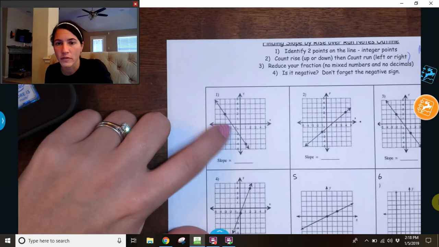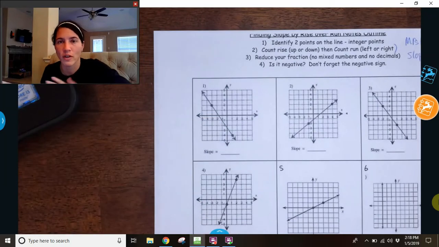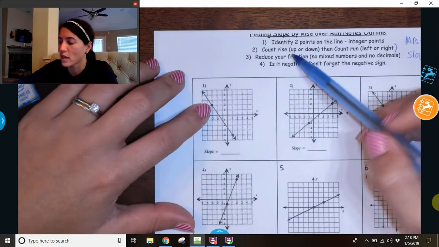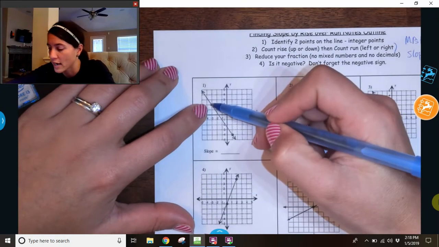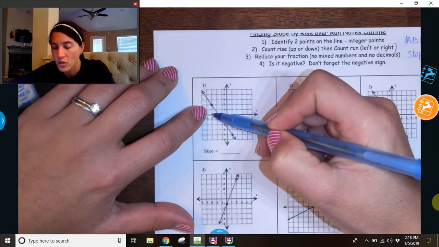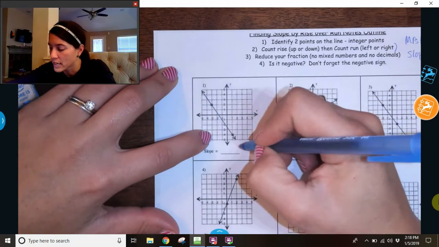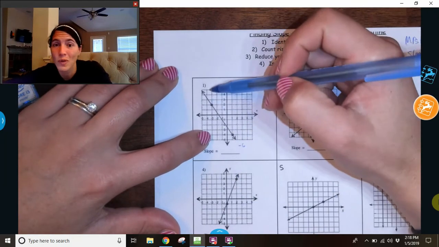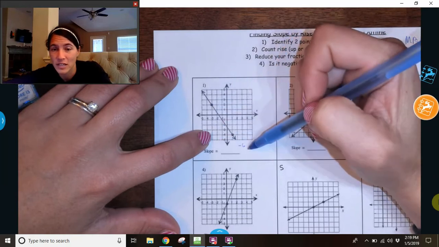So looking at number 1, we have 2 points. And it doesn't matter which side you start with. I'm just going to start on the left because it's just easier to start on the left. And I need to count my rise. So I need to go up or down. So to go from this point to this point, I need to go down. 1, 2, 3, 4, 5, 6. So I went down 6. Now because I went down, that's negative. This is a negative slope. If you were riding your bike, you'd be going downhill. But because I counted down, it's negative 6.